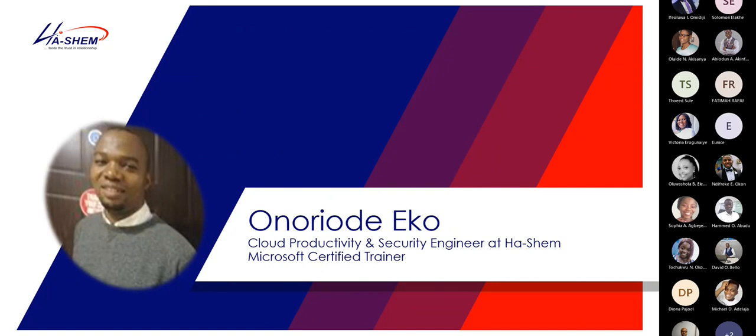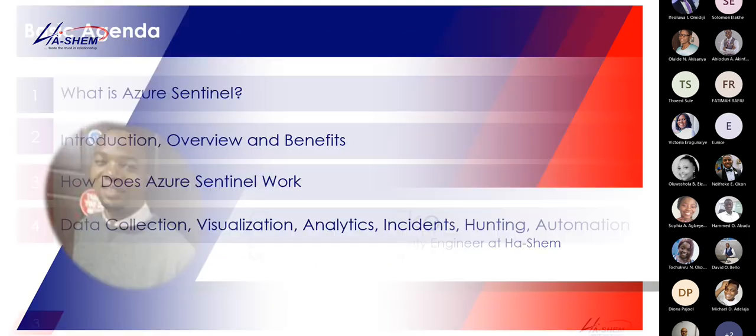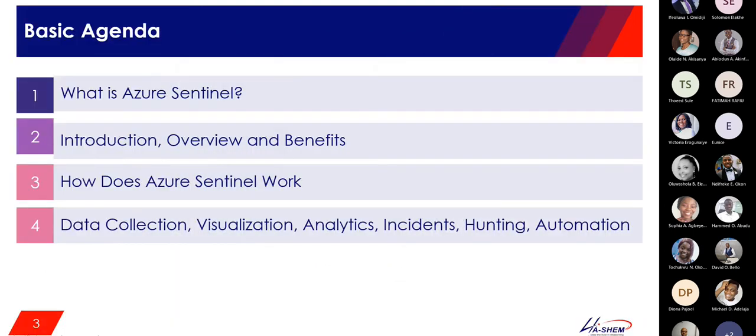Today, we are going to be looking at Azure Sentinel and its benefit to our organization and how we can use it to leverage security, threat management, and response in our organization. Part of what we are going to be looking at today is what is Azure Sentinel, the introduction, overview, and its benefits. How does it work? And some of the features that Azure Sentinel has, which are data collection, visualization, analytics, incidents, hunting, and automation.